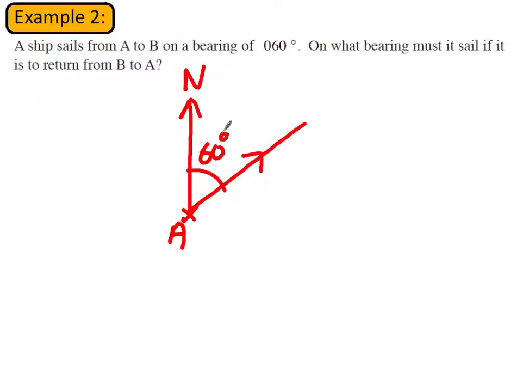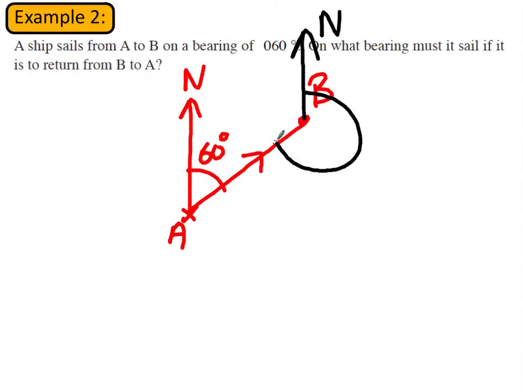And after that movement there, we are at B, or we're moving towards B. So what bearing must we sail if we are to return from B to A? Well, imagine you're at B and you're measuring. We have to draw another north arrow from where we are. And we measure clockwise round from there. So what we need to work out is what that angle there is.